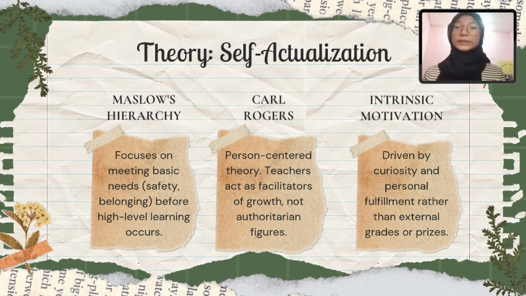one's full potential. According to Abraham Maslow's hierarchy of needs, basic physiological, safety, and emotional needs, such as feeling safe and having a sense of belonging, must be satisfied before higher level cognitive learning can take place. Carl Rogers, another key humanist theorist, introduced the person-centered approach.